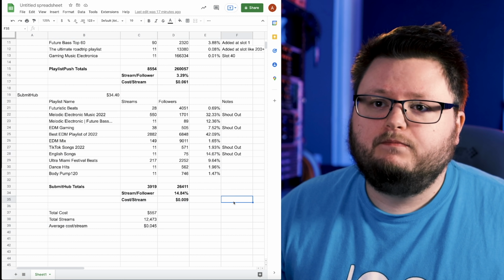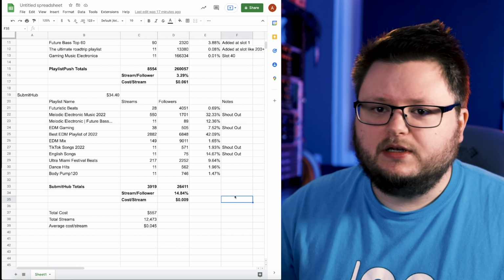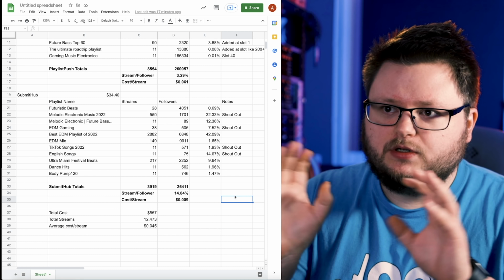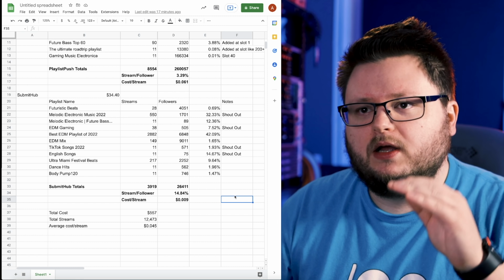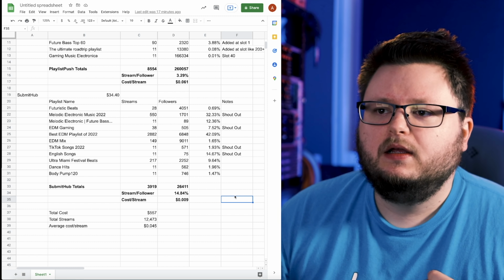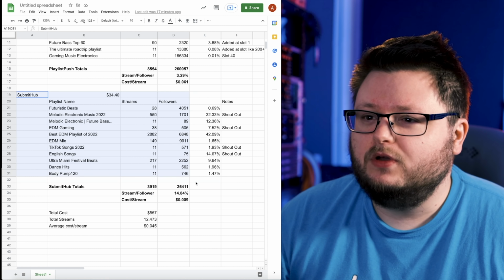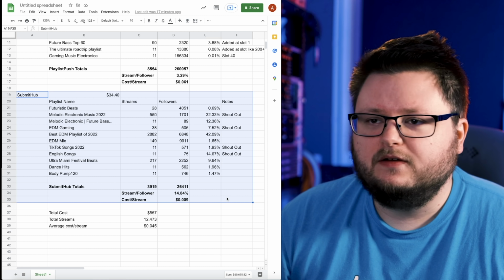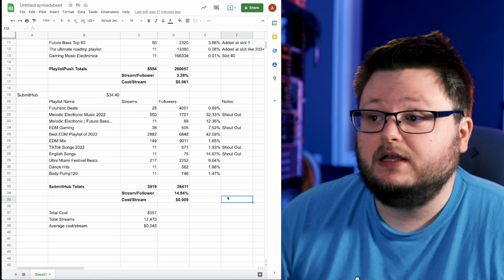The benefit of something like Playlist Push is that if you have a giant budget, it's much easier to just be like, here's my genre, here's my money, go figure it out. Whereas with Submit Hub, you're going through a little bit more diligently picking your playlists. But even still, I kind of blindly picked these playlists. I didn't vet them very much, and it turned out substantially better.